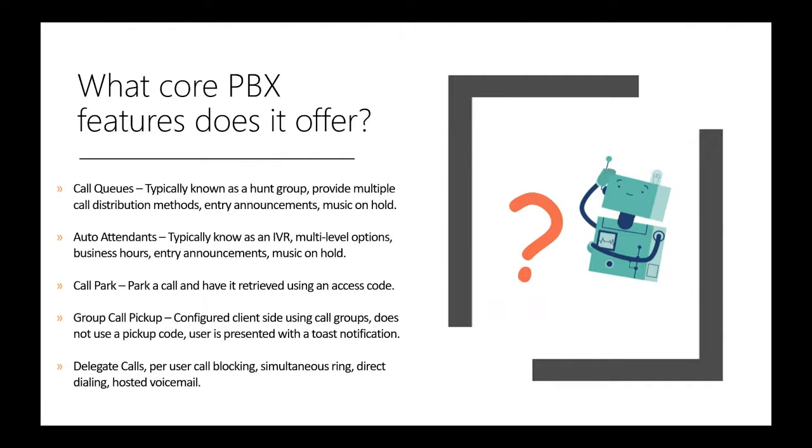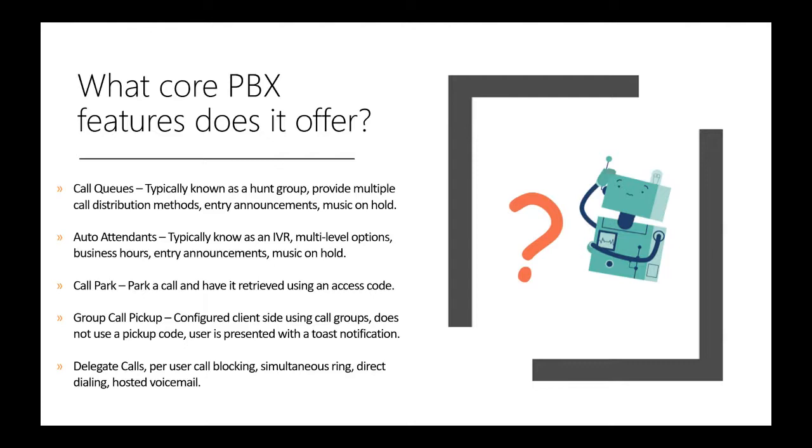Auto attendants sit at a level higher than call queues. So a call queue is how you distribute your calls to your users. An auto attendant can be used optionally as an entry point to give the caller a push 1 for this, 2 for this. So in Nexus's case, 1 for sales, 2 for service desk. Again, there's business hours, and out of hours actions such as voicemail, or maybe sending it to an out of hours IVR for on call. Entry announcements, as I mentioned for call queues, and customized music on hold.